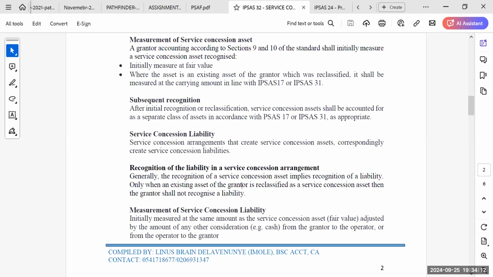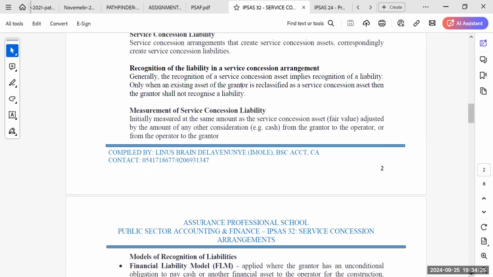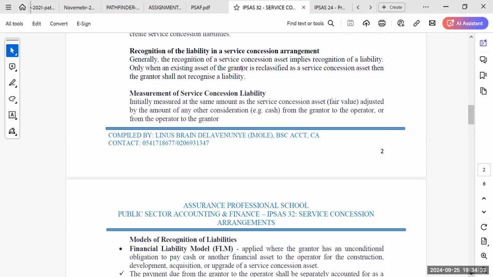So we are saying that when it is an existing asset, no liability can be recognized because the asset is owned by the government. The government will only receive, maybe sometimes the operator will even be paying part of the revenue to the government. It can be a share revenue. Sometimes government will also have a portion of the share revenue.